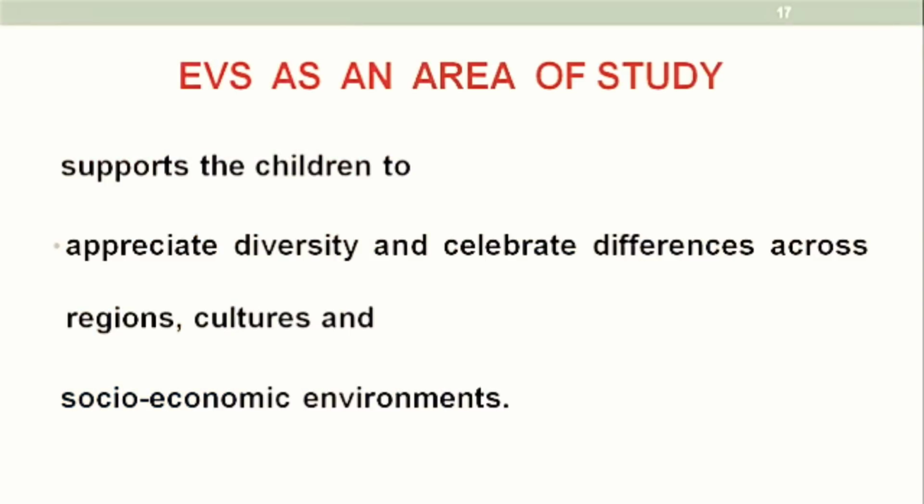Then, EVS supports the children to appreciate diversity and celebrate differences across regions, cultures and socio-economic environments. That is, if they appreciate the diversity properly, there is no need to say that tolerance is required on the part of an individual for others. No, acceptance is required on the part of the individual for others. Because if we appreciate diversity, we will accept others. We won't tolerate them. Every person has equal right to survive on this earth. So, why should that person be tolerated? He or she should be accepted as a responsible member of the society.